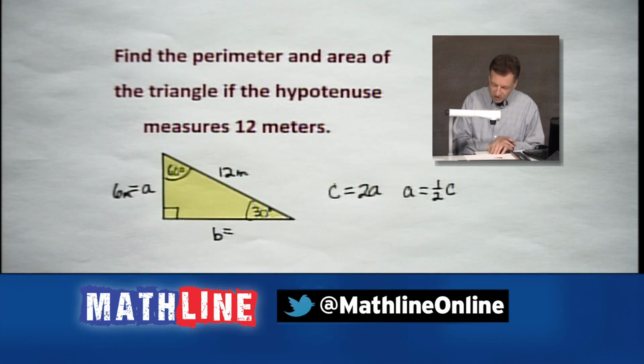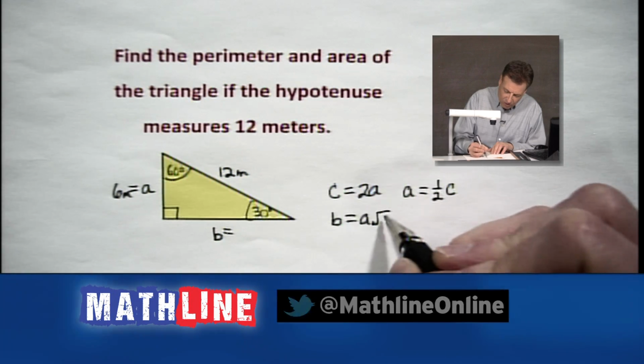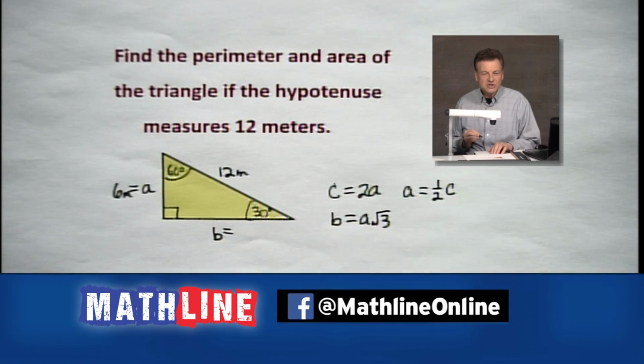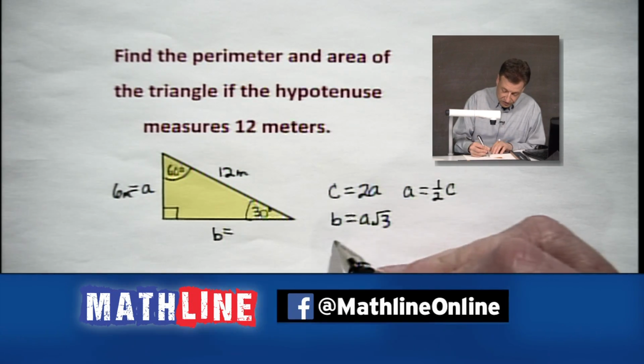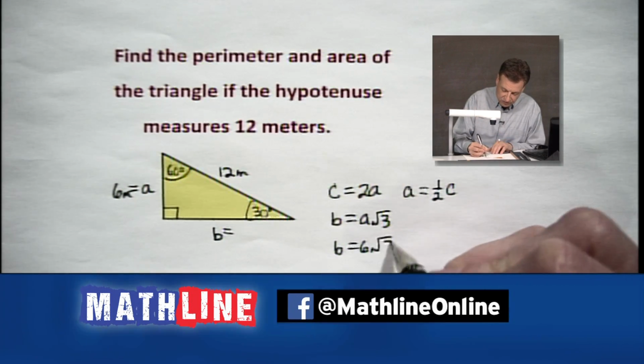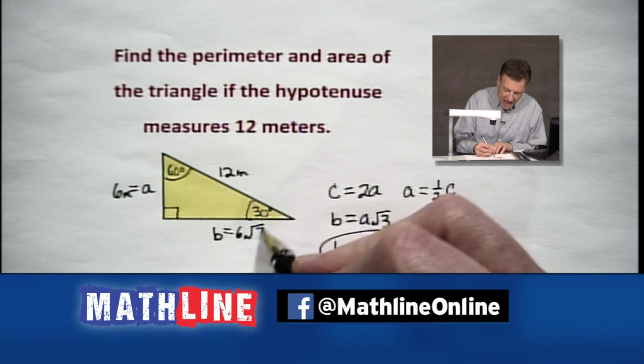We're not going to C, we're going to B, right? So here is B. Use that formula: A times the square root of 3. A is 6. So B is equal to 6 times the square root of 3. We like radical form, so we're going to leave it there. We're going to keep it in radical form.